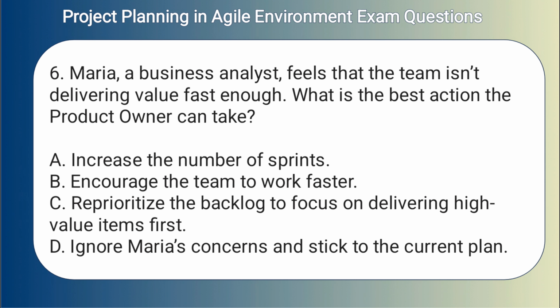6. Maria, a business analyst, feels that the team isn't delivering value fast enough. What is the best action the product owner can take? A. Increase the number of sprints. B. Encourage the team to work faster. C. Reprioritize the backlog to focus on delivering high-value items first. D. Ignore Maria's concerns and stick to the current plan.